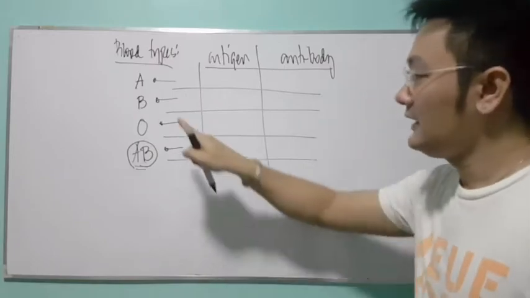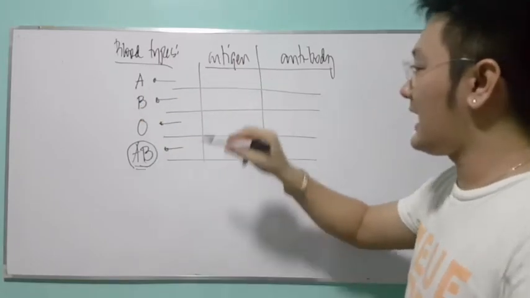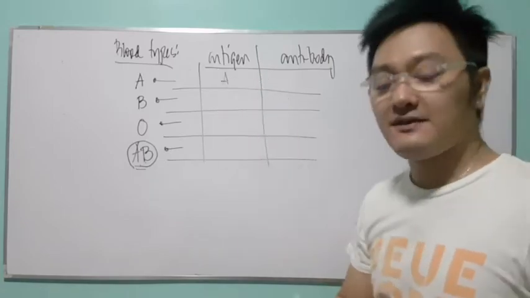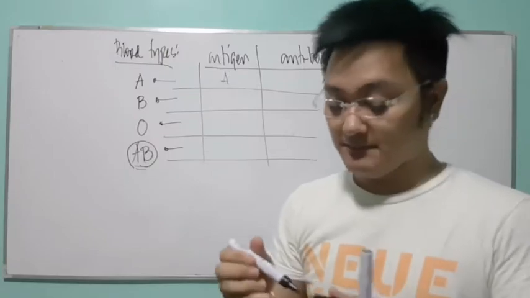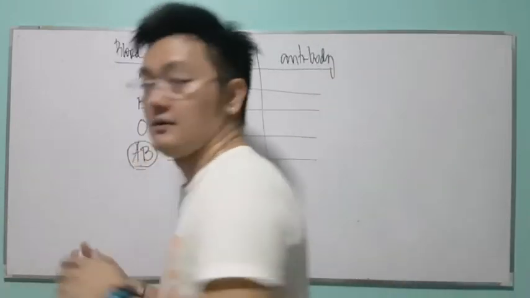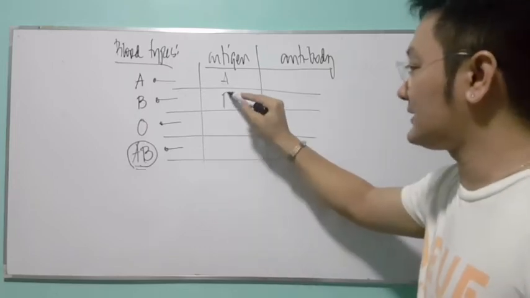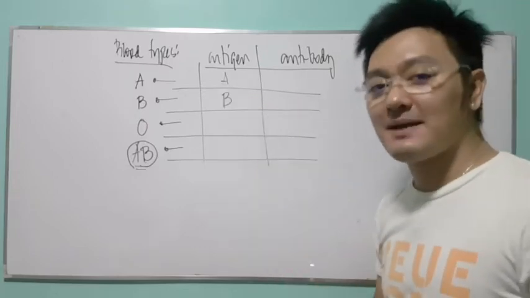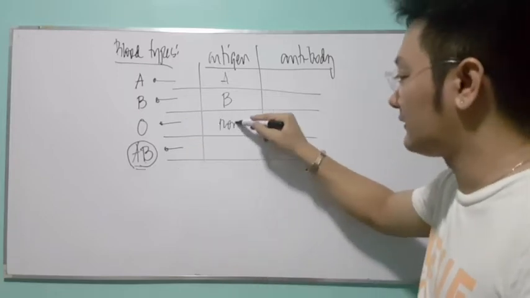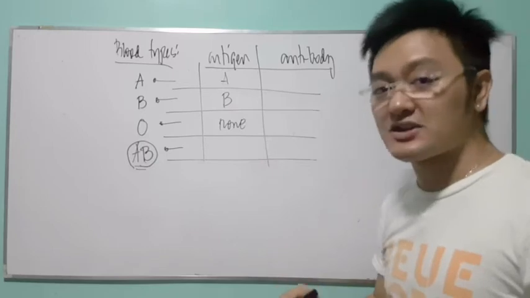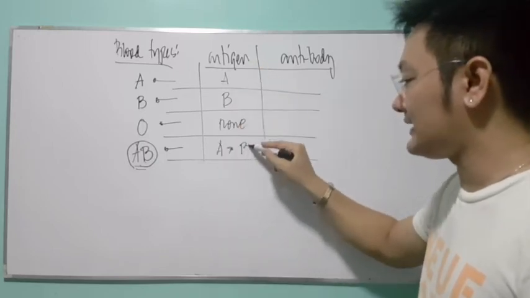Here, if the blood type of the patient is type A, it contains antigen A. If the blood type of the patient is type B, it contains antigen B. If the blood type of the patient is type O, it does not contain any antigen. If the blood type of the patient is AB, it contains antigen A and antigen B.